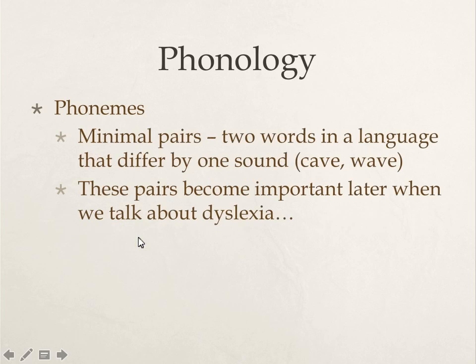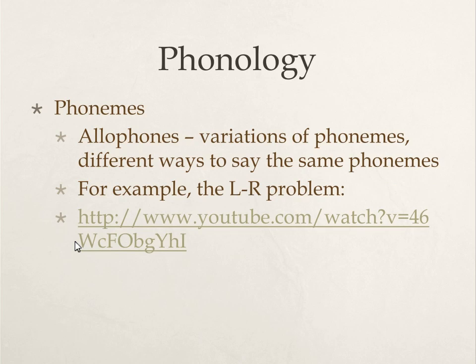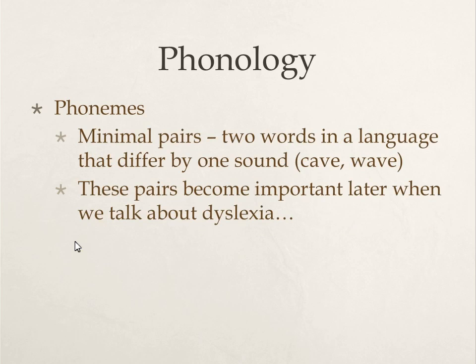But with phonemes, we talked about allophones, so different ways to say the same phoneme. There's also things called minimal pairs. Minimal pairs are two words that differ by only one sound, so you think of minimal pairs as rhyming words. An interesting problem that we have in English is that things look like they should be minimal pairs and often they aren't. So we've got cave, save, wave, Dave, and then have.